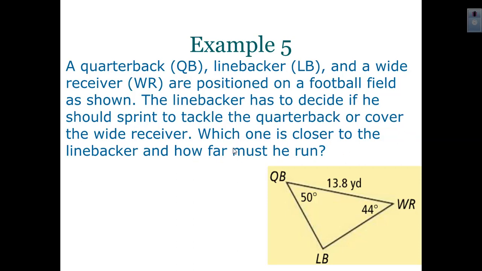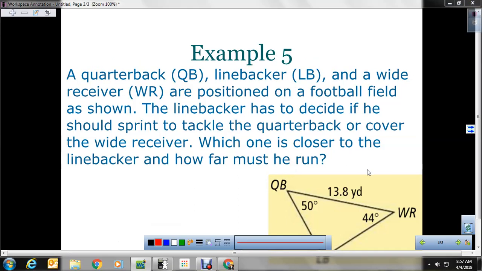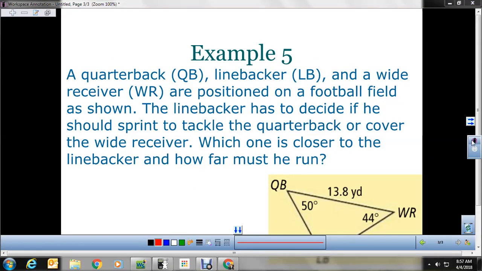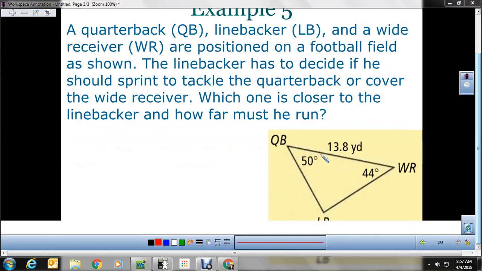Well, this is kind of like the ship problem. You can determine which one's closer by the angle measure. As you look at this problem, you'll see that the angle from the linebacker to the wide receiver has a measure of 50, where the angle from the linebacker to the quarterback has a measure of 44. So that means that the distance here is going to be closer than the distance here. If I call this x and call this y, x is going to be shorter than y because 44 is smaller than 50. So we know he should go to the quarterback.